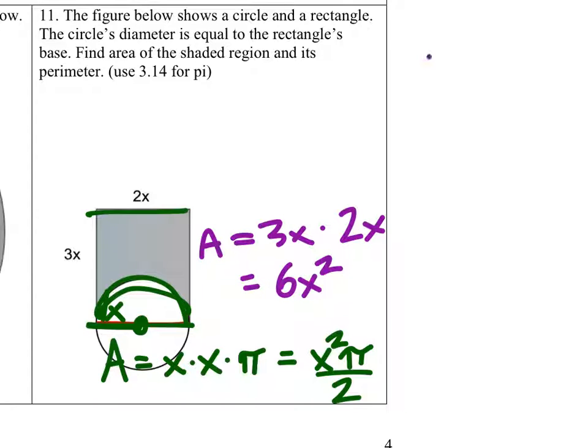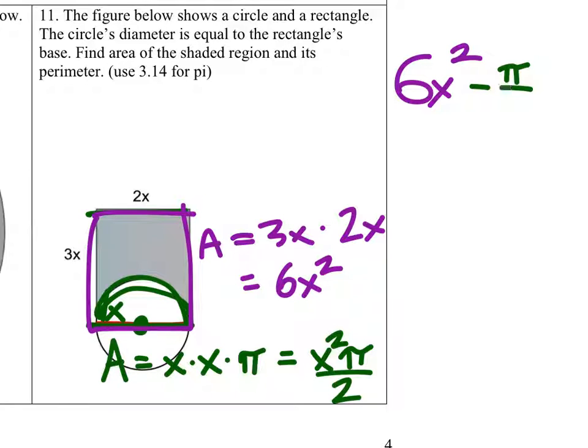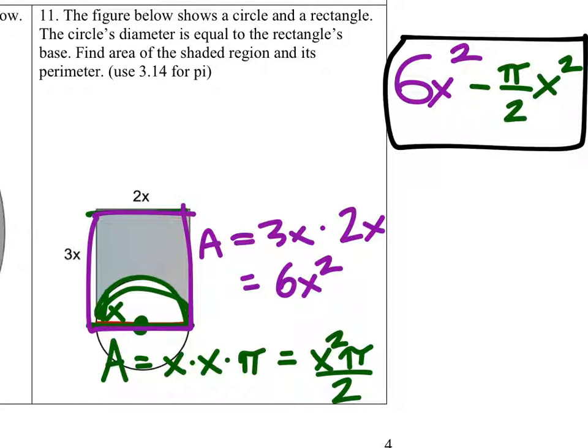So if I took my full area of this purple rectangle, I've got 6x squared. And what I need to do is subtract, let's say, pi over 2 x squared. I've just rearranged that. I'm okay with this being simplified for now. We don't need to worry about subtracting pi from 6 or pi halves. So that would be the area of the gray section. Bam. I may have spelled gray wrong again. Whatever.